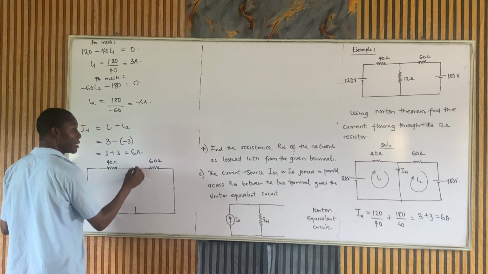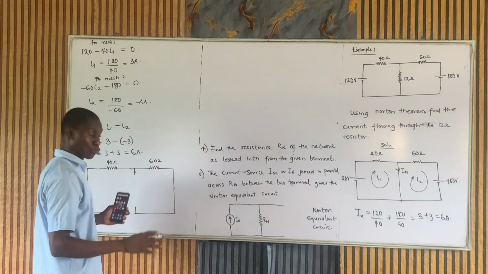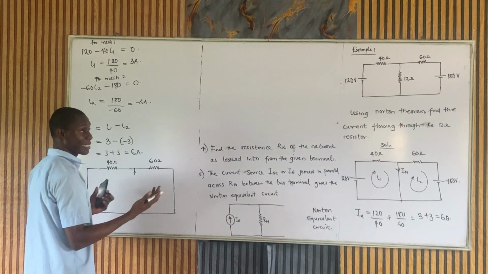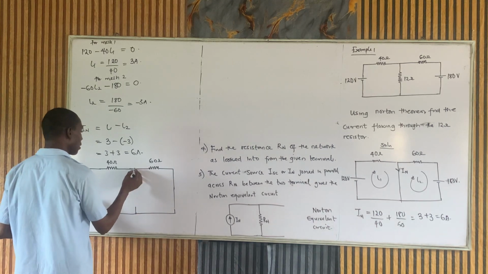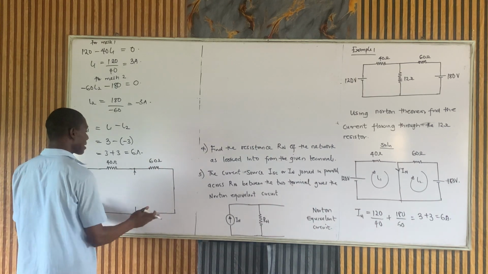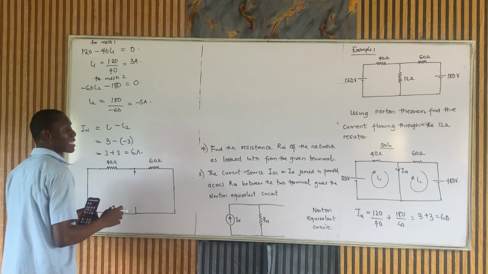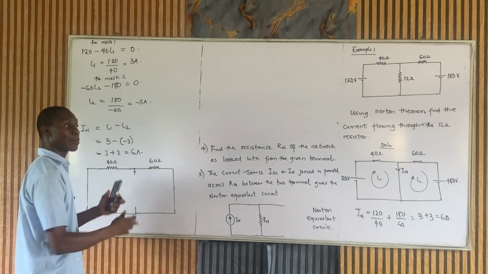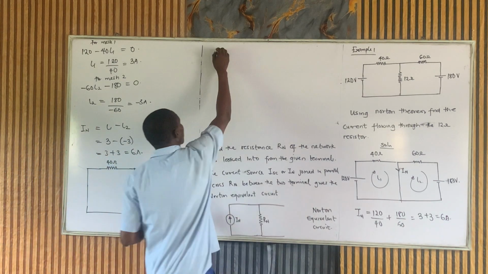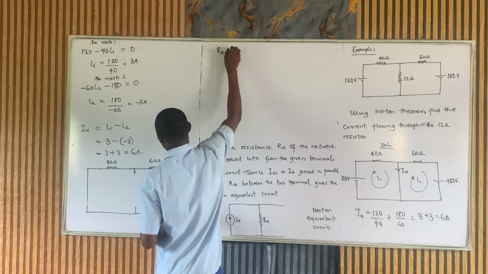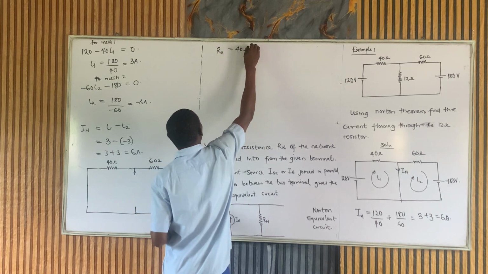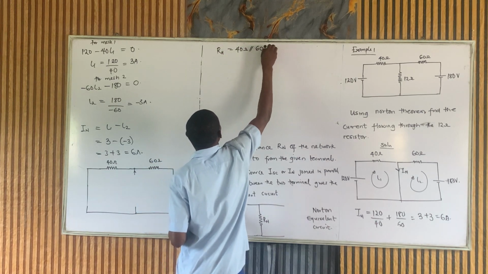When the current gets here, it is split. It's an assumption which is not true, but when it works and it gets me what I'm supposed to get, the current will split, some will go here, some will go here. That made these two parts parallel. So the total resistance will be these two resistors in parallel, and they are the last two resistors. So my Rn will be equal to 40 ohms in parallel with 60 ohms.